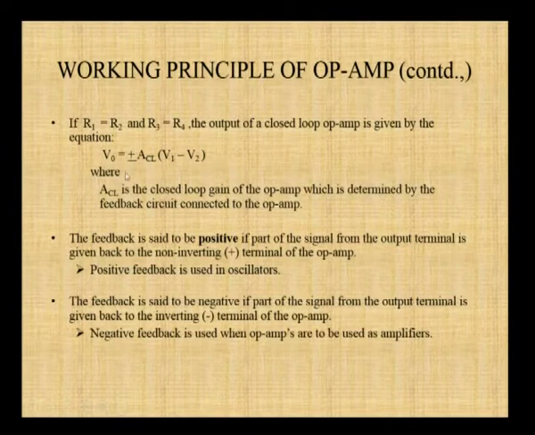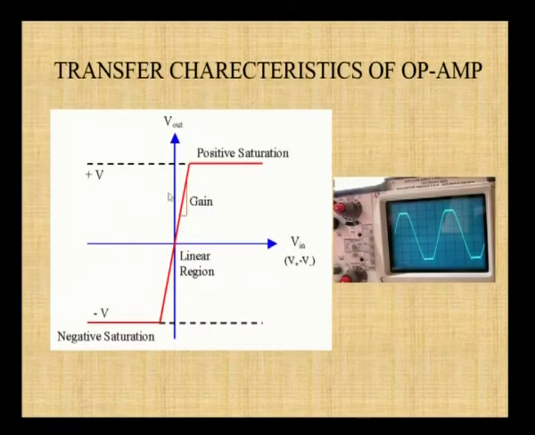Why is plus or minus given here? In the output equation, the plus or minus sign is given because the difference may be on the positive side or on the negative side. So based on the difference, the output will be obtained, and this is the transfer characteristics of the operational amplifier.